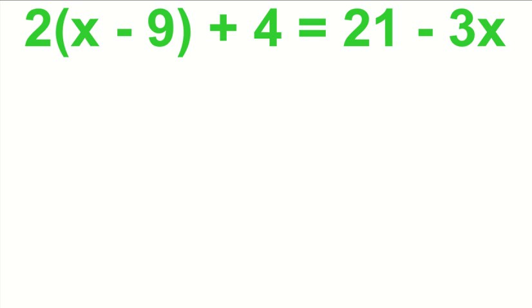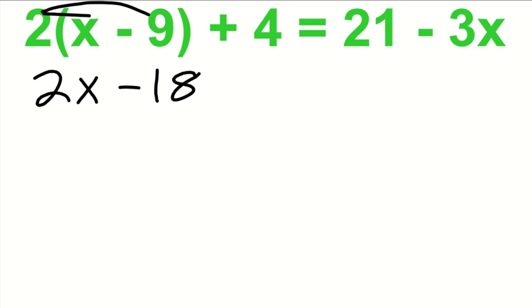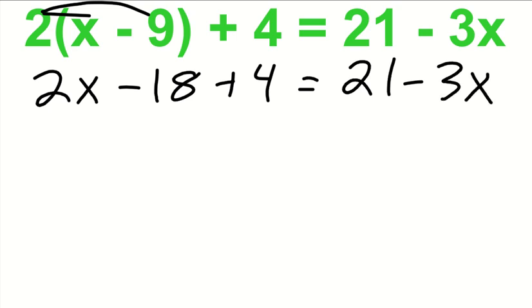All right, so we got to be able to do them with and without a calculator. So if I got that equation there, what do I need to do first? Distribute. Whenever we have parentheses on an equation, that's our first step. We're going to distribute. So when we distribute, the number in front gets distributed to each part on the inside. So 2 times x is 2x. 2 times minus 9 makes minus 18. We got a plus 4 equals 21 minus 3x.